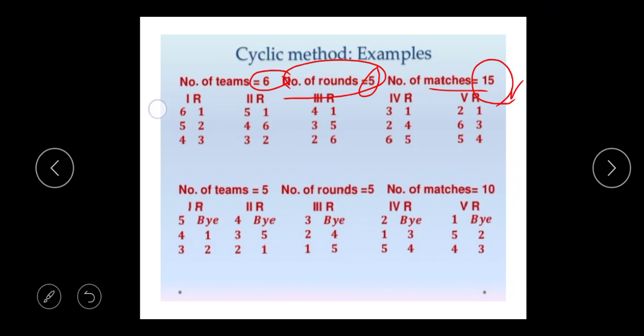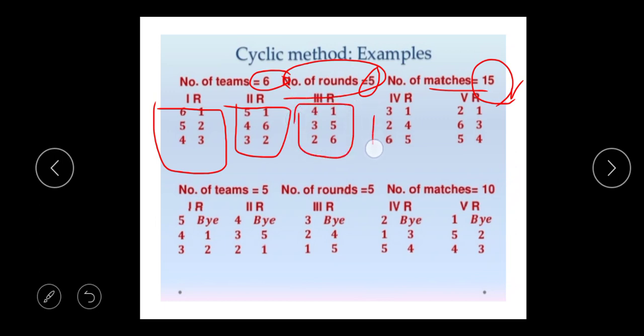This is the first round. 1 shows the first round. Clear? This is the first round. This is the second round. R is the indication of the round. Clear beta? Third round. This is the fourth round. Or this is the fifth round. Clear beta? In every round, there will be a fixed number.